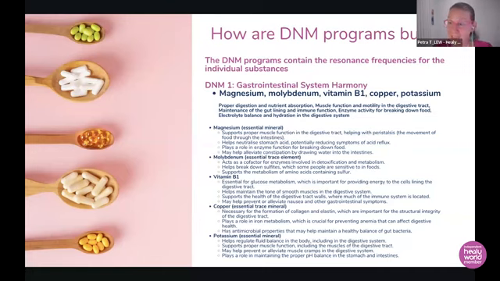So let's break this down so you can understand what each of the elements has been known to do in the body connected to the gastrointestinal tract. So magnesium is an essential mineral, and it actually supports proper muscle function in the digestive tract, helping with peristalsis, which is the movement of food through the intestine. So it's literally moving the food through the body or through the colon.